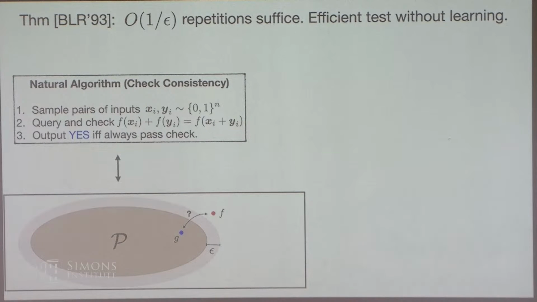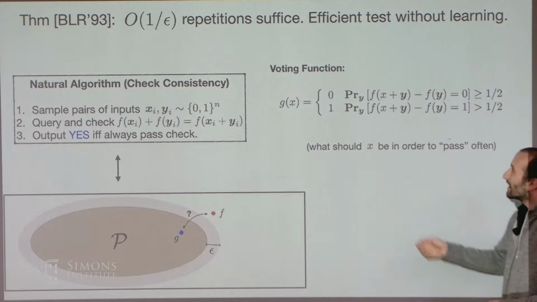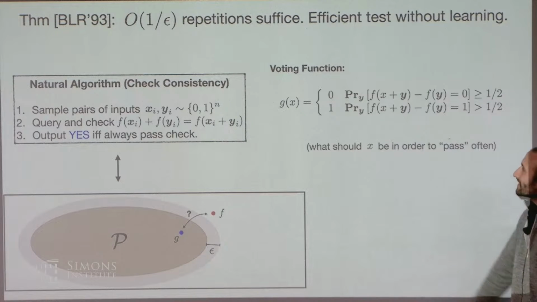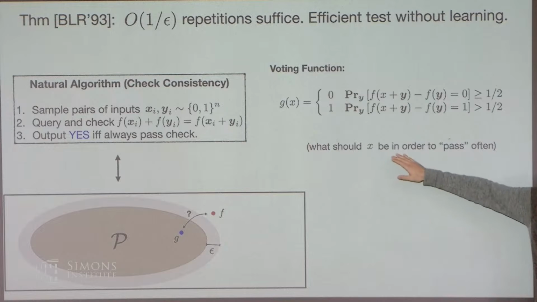Toward that end, the paper defines this notion of a voting function. So what is a voting function? It's going to be my function g. And it's essentially going to say, for a g of x, what should the setting of x be in f such that my test would pass?